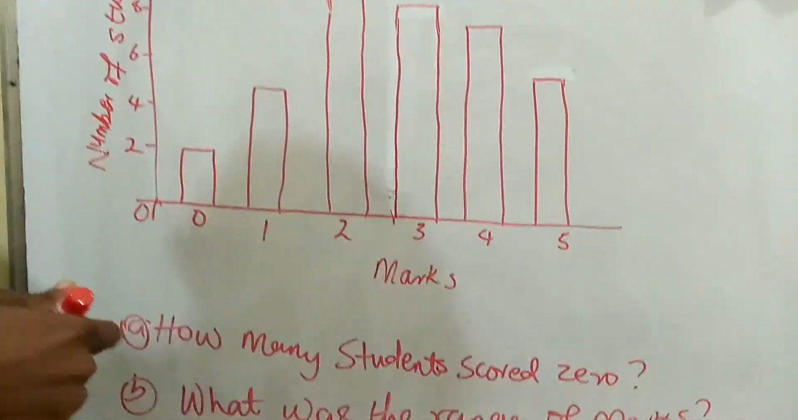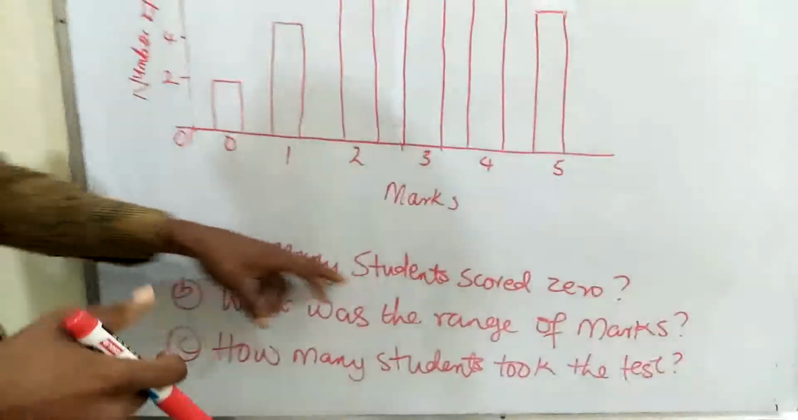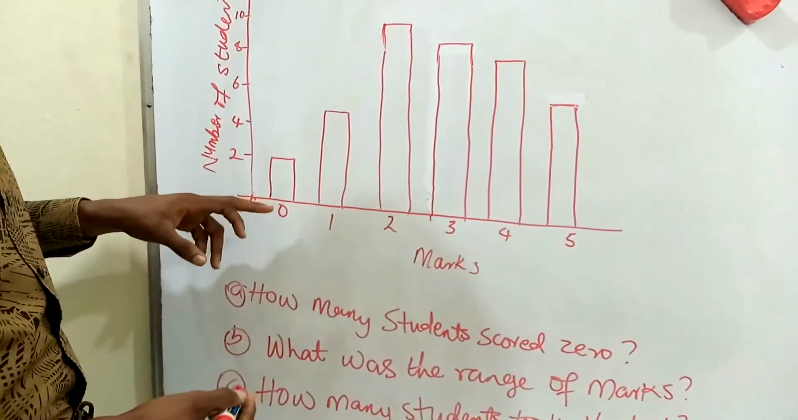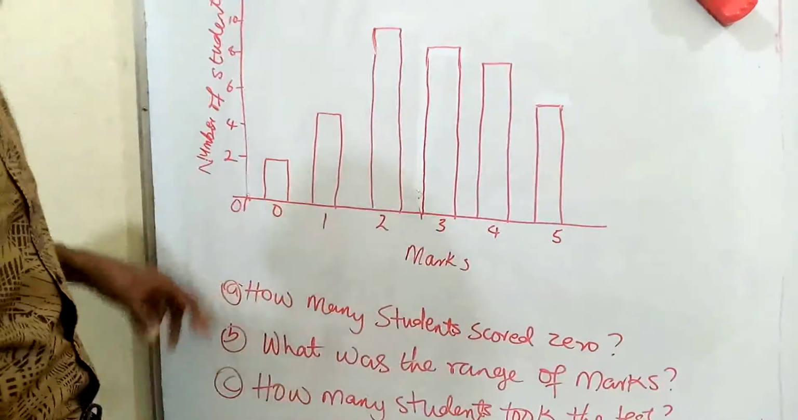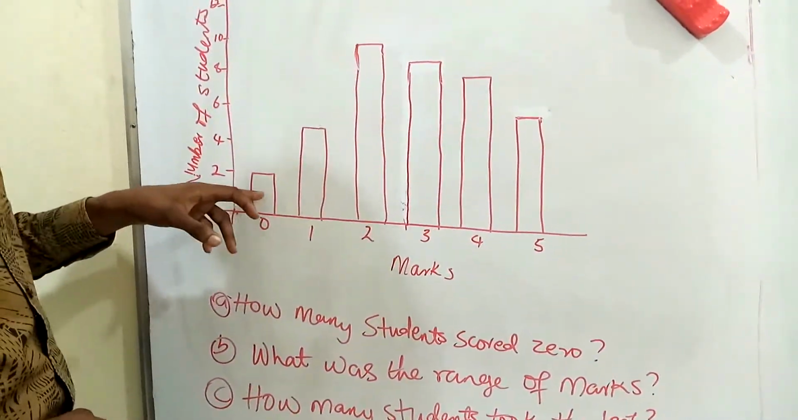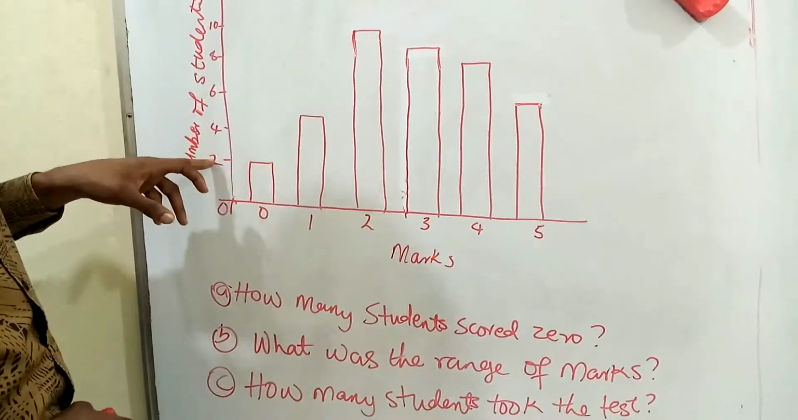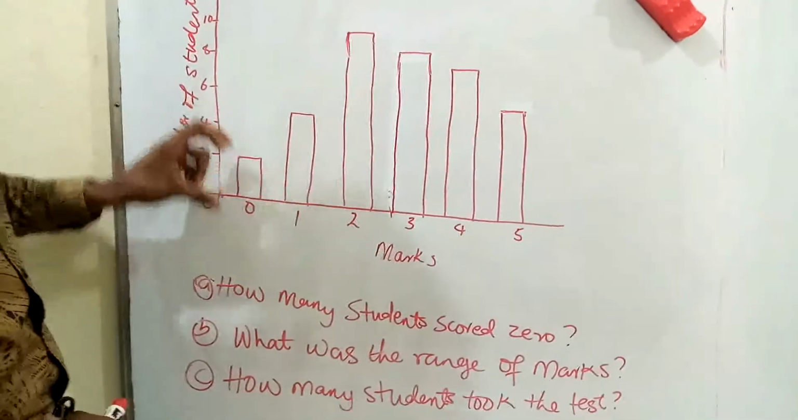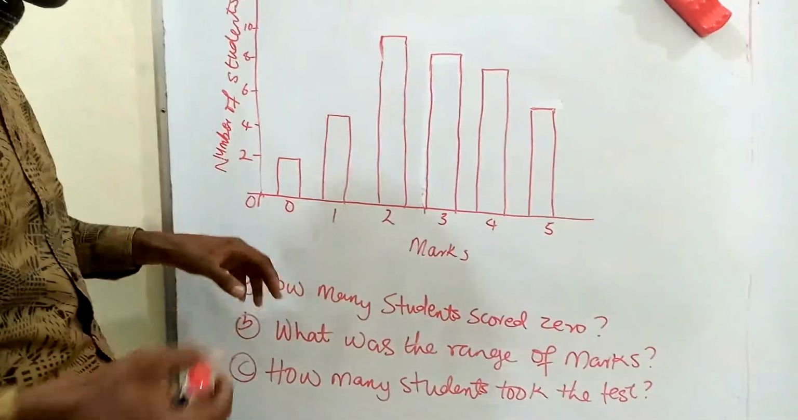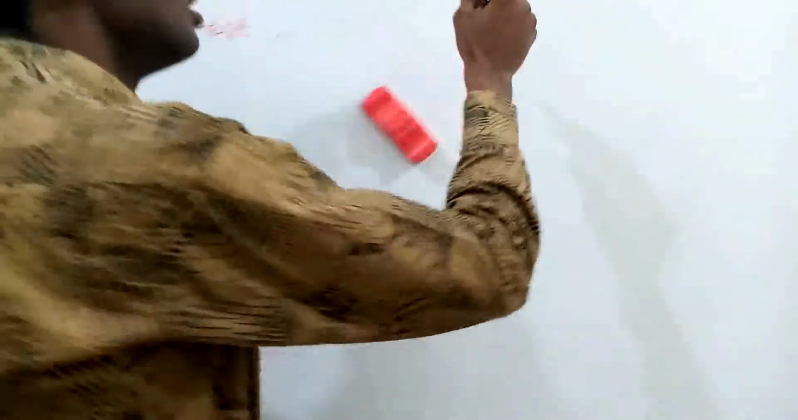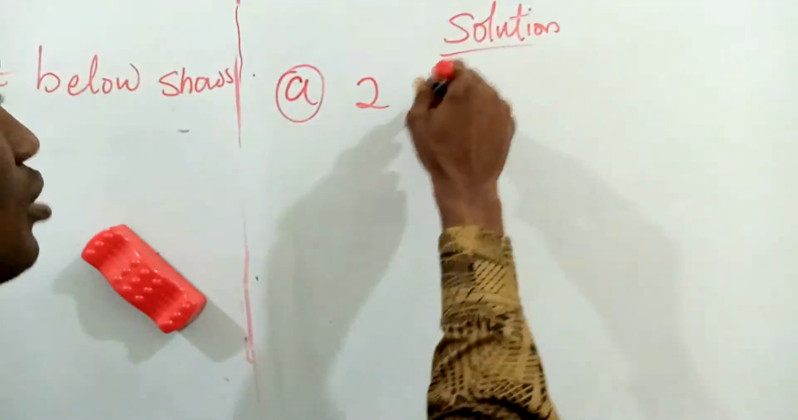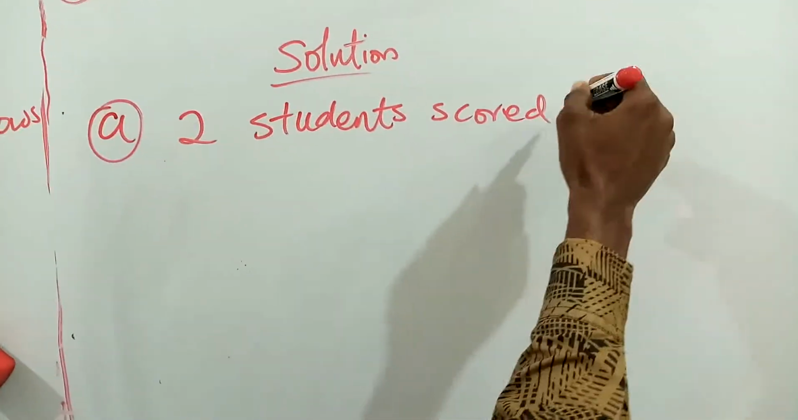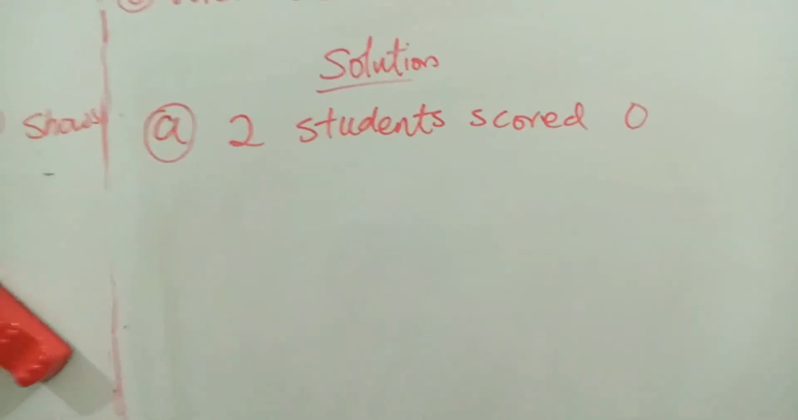Okay, we have to answer the questions that follow. How many students scored 0 in the test? Looking at our bar chart, we have those that scored 0, 1, 2, 3, 4, and 5. Now, under 0, we check the bar, and we can see that it corresponds to 2 on the number of students axis. That means our bar has a length of 2, and so 2 students scored 0.